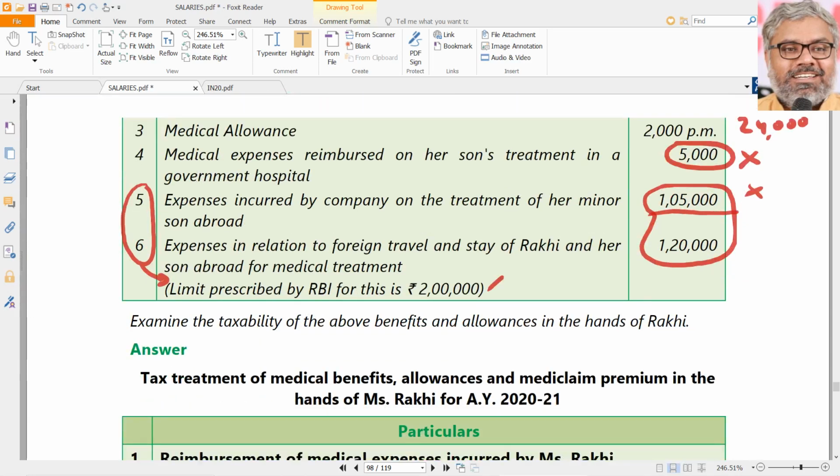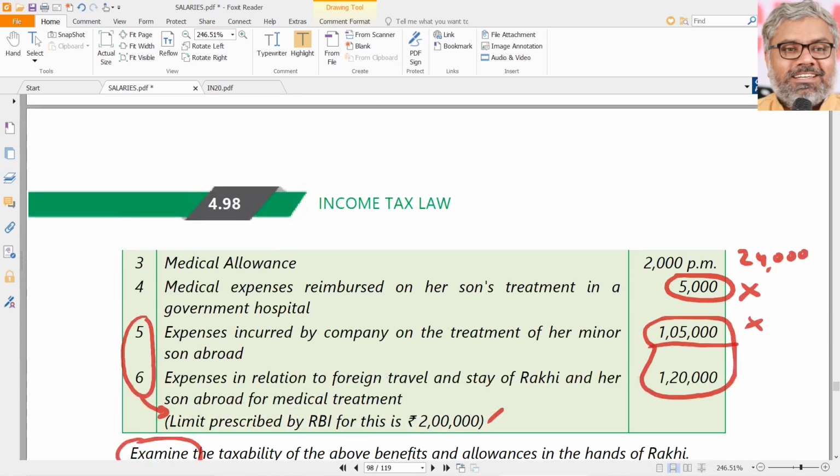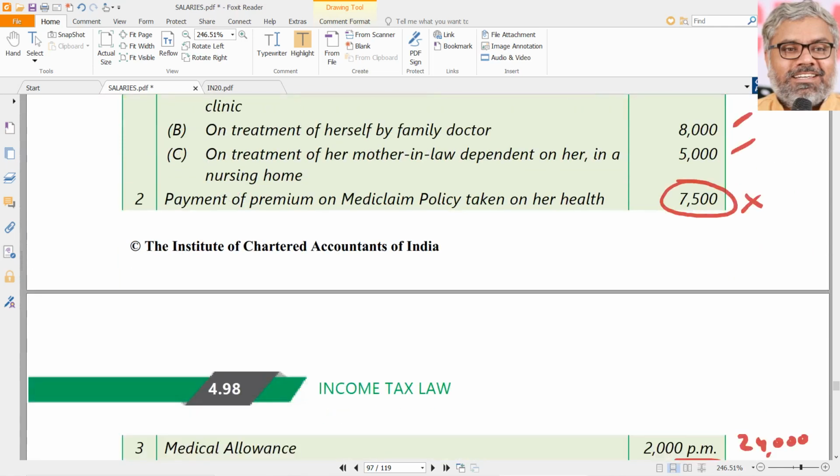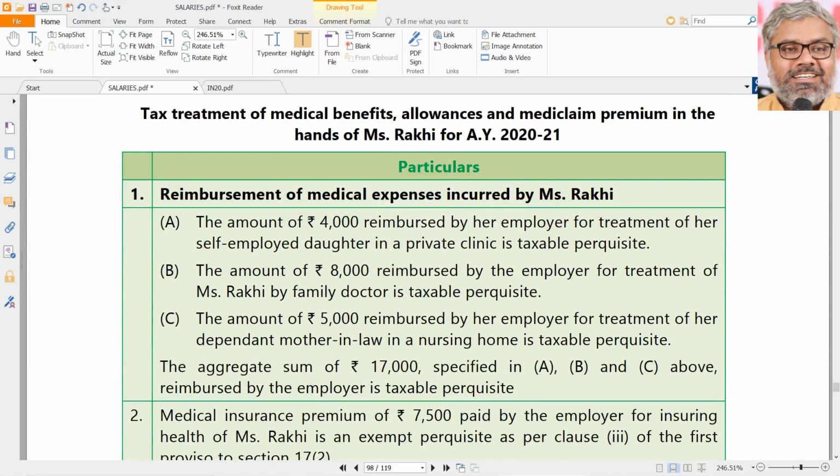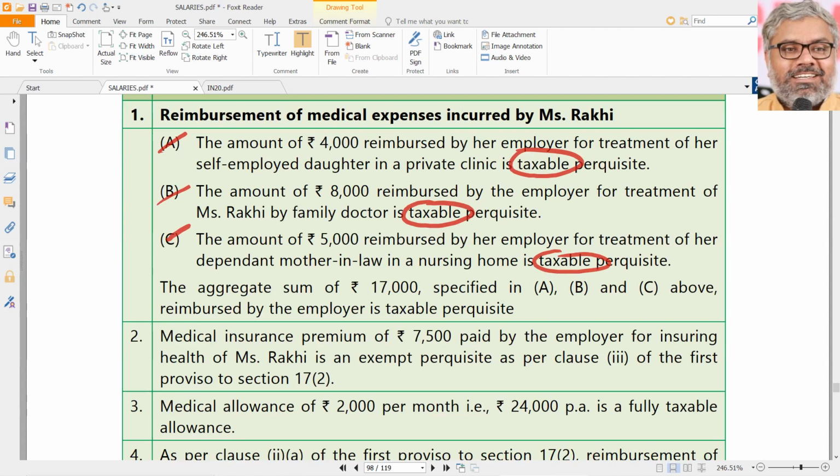So the question is not about computation. The question is about examine, so you have to explain each of them: the taxability of the above benefits in the hands of Rakhi. One by one, point by point, you have to examine, meaning explain. So 4,000, 8,000, 5,000 taxable, that will be treated as such. That will be a 4,000 taxable perquisite. Second, 8,000 also is a taxable perquisite. Then 5,000 also is a taxable perquisite. That is all clear. All three are taxable. The entire amount is taxable, that is 17,000 put together.